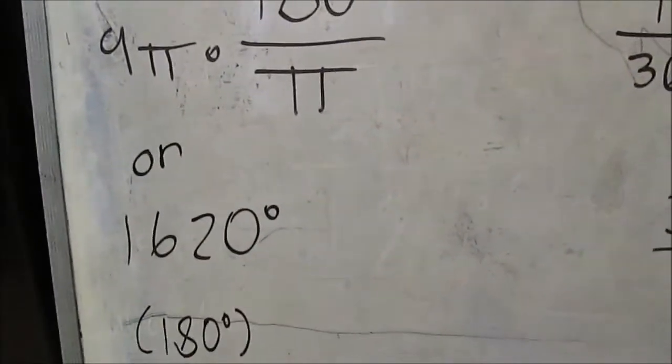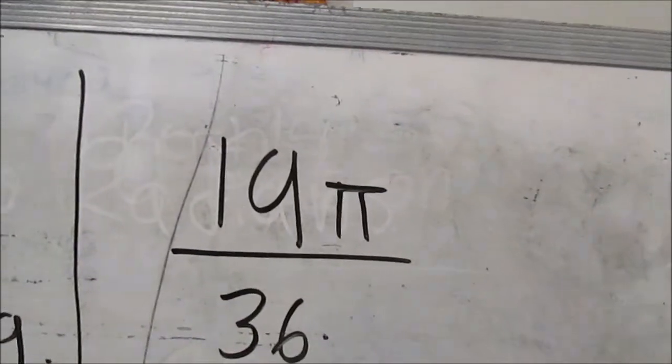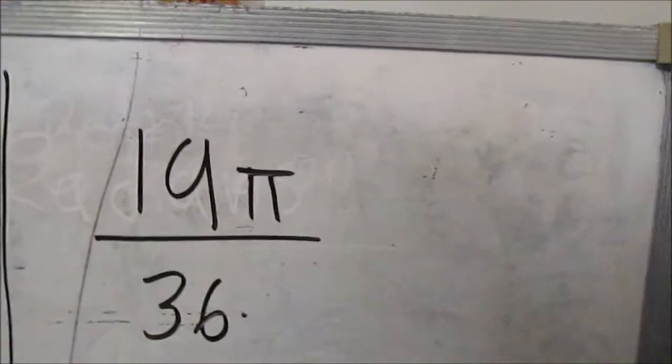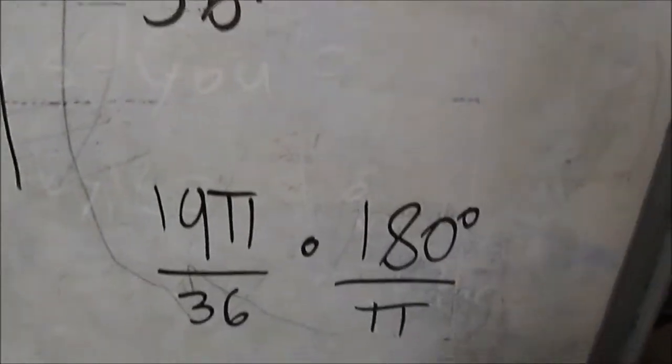Now what happens if you get a more complicated one than just 9 pi, which is simple? Like let's say 19 pi over 36. Ooh, that one looks juicy and very complex, doesn't it? Well, it's not. You do the same thing.